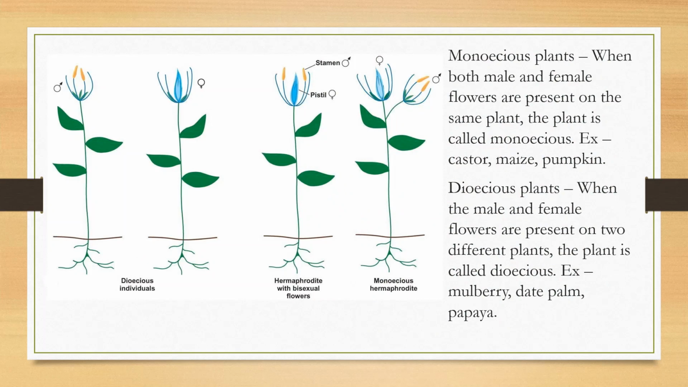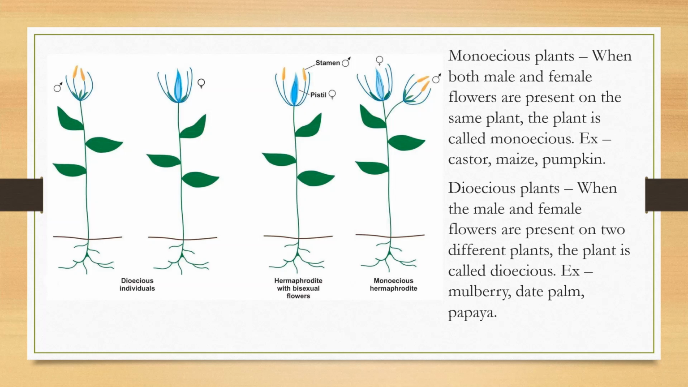On the basis of presence or absence of reproductive parts, we can group the plants into two categories, that is monoecious plants and dioecious plants. When both male and female flowers are present on the same plant, the plant is called monoecious plant. Examples are castor, maize, and pumpkin.